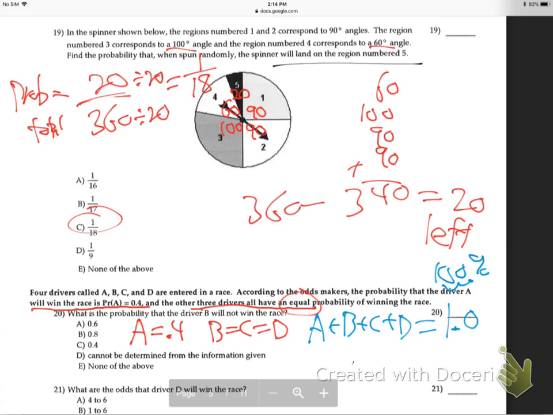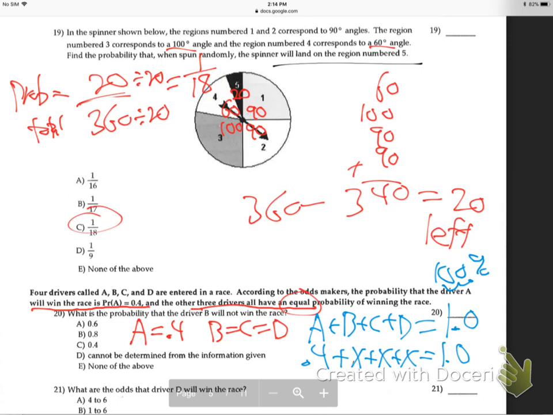Okay, well, A is 0.4. What's B, C, and D? I don't know. Call them all X, because they're all the same. See why I call B, C, and D all X? Because they're the same, I can call them by the same letter. I don't know what they are, but they're all the same.